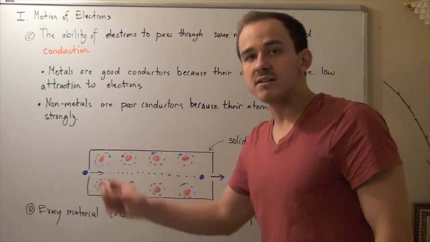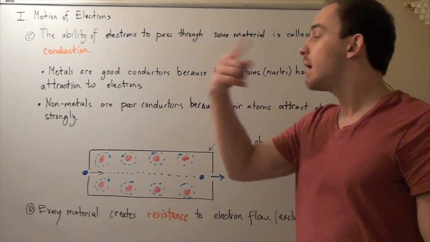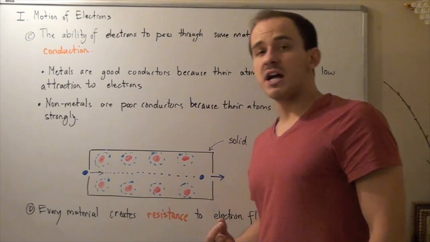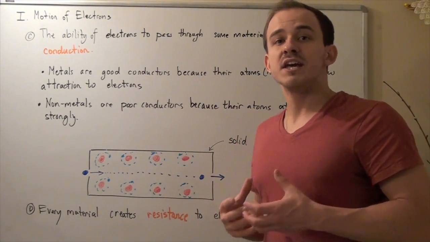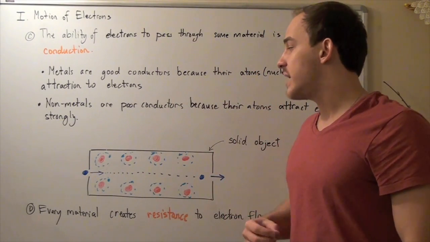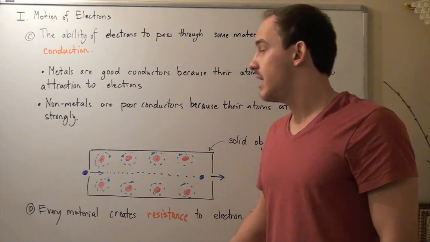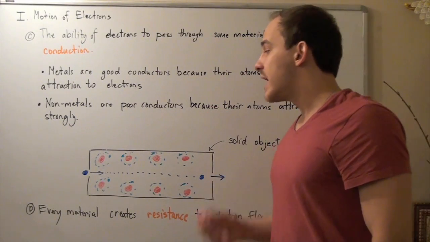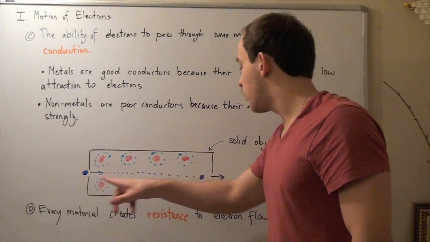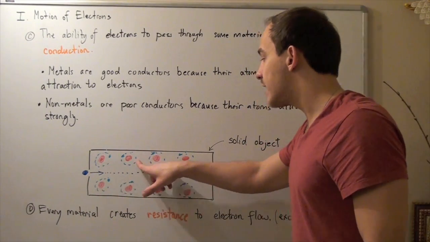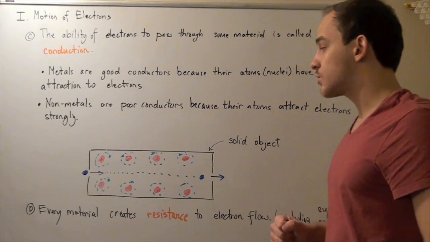Now, nonmetals are poor conductors for the opposite reason. Their protons found in their nuclei have very strong attraction forces. They will want to pull those electrons away because they have a relatively high effective nuclear charge. And so our electrons will not be able to pass freely from one point to the next because these atoms will want to take in those electrons.